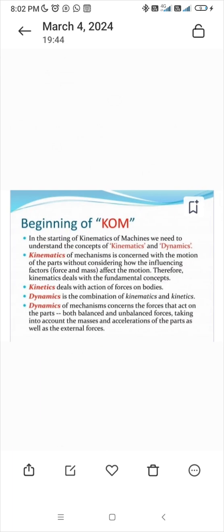So then what is kinematics? Kinematics normally deals with the motion of the parts without considering the force, whereas kinetics deals with the action of forces on the bodies. In kinematics, the motion will be there without considering the force. Whereas in kinetics, the motion will be there in the machine, but we have to note the force values. So then it is called kinetics. And dynamics is the combination of both kinematics and kinetics.